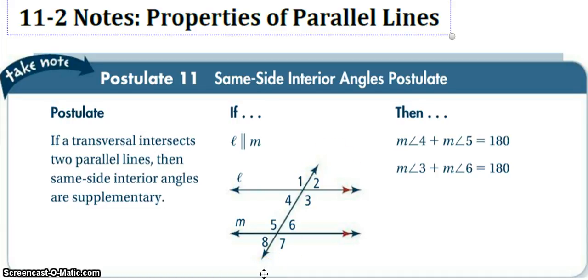angles. But what gets really fun here is our same side interior angles postulate, which says angles on the same side of this, such as 4 and 5 being in the interior, because they're an interior pair, they add up to 180, and so do angles 3 and 6, also same side interior. We can look at some other postulates, but we'll get there in just a minute.